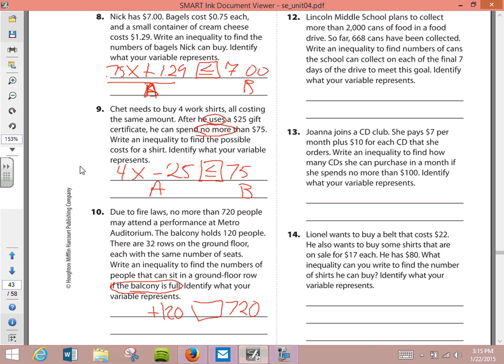What is m? 32. 32x. What does the x represent? Not the number of rows, but the number of seats in every row, because we have 32 rows. The x is how many seats are in there.